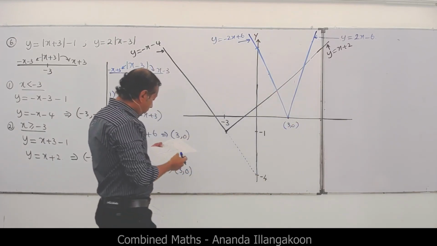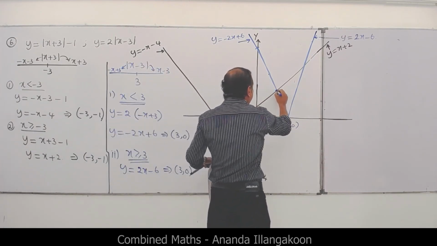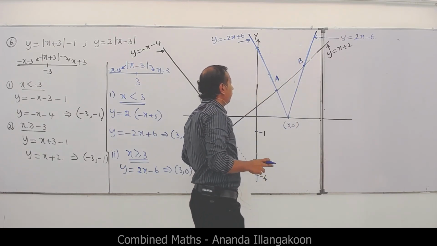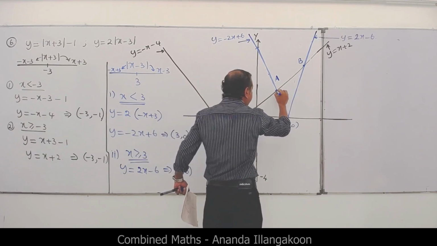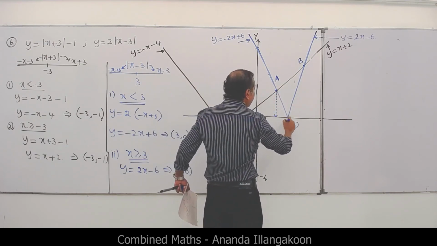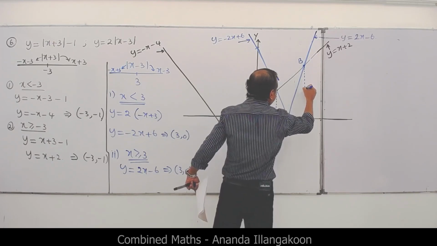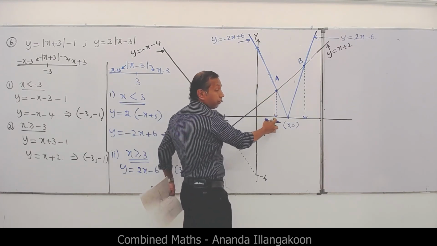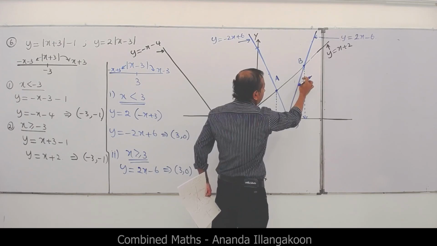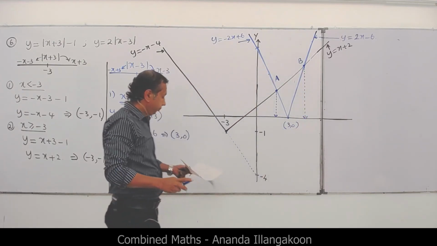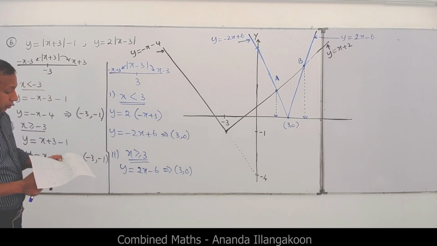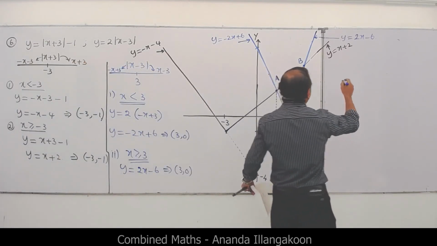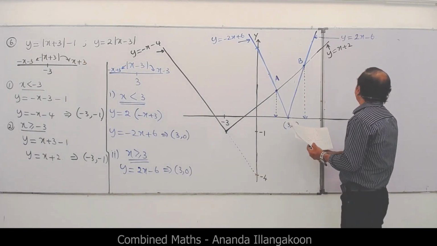Right. So let us take this point A and this as B. Now let us find the x coordinates of A and B, this point's x coordinate and this point's x coordinate. To find them, we have to solve this equation and this equation to find the x coordinate here. So then point A and point B we can find.